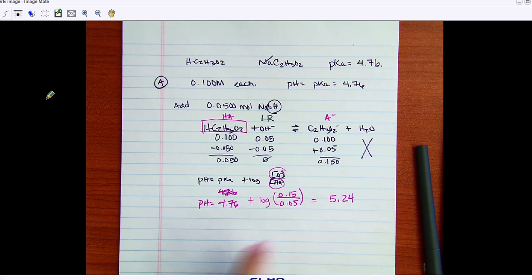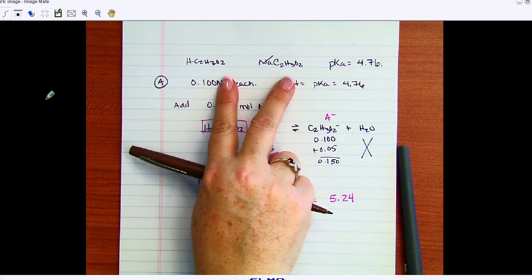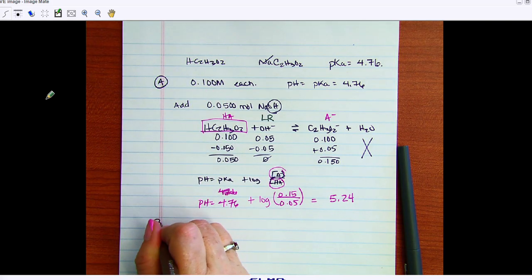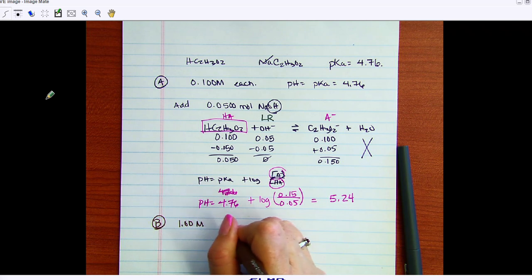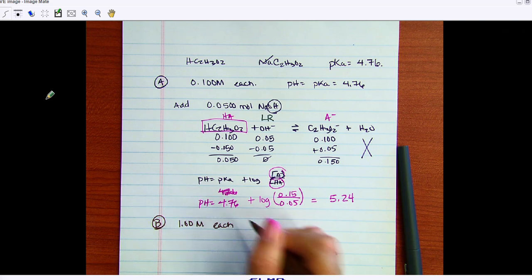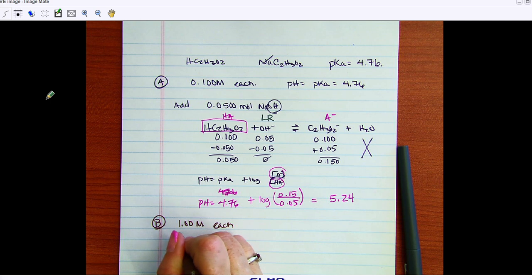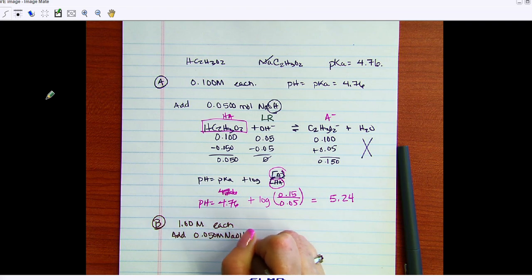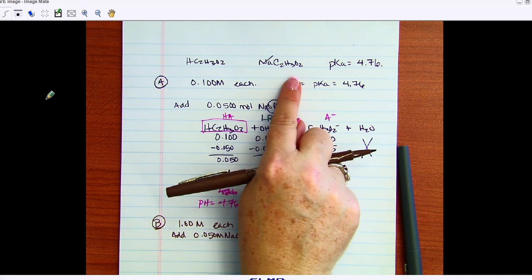Now, we're going to do the same thing. So what we're doing is proving what we just talked about on one of the last slides, where we still have the same acetic acid and acetate, but instead of being 0.1 molar, they're 1 molar. All right, so for B, our situation is 1 molar of each. All right, so I have 1 molar of each, and then I'm still going to add 0.050 molar NaOH. So this stays the same. What's changing is the initial concentration of the weak acid and its conjugate.